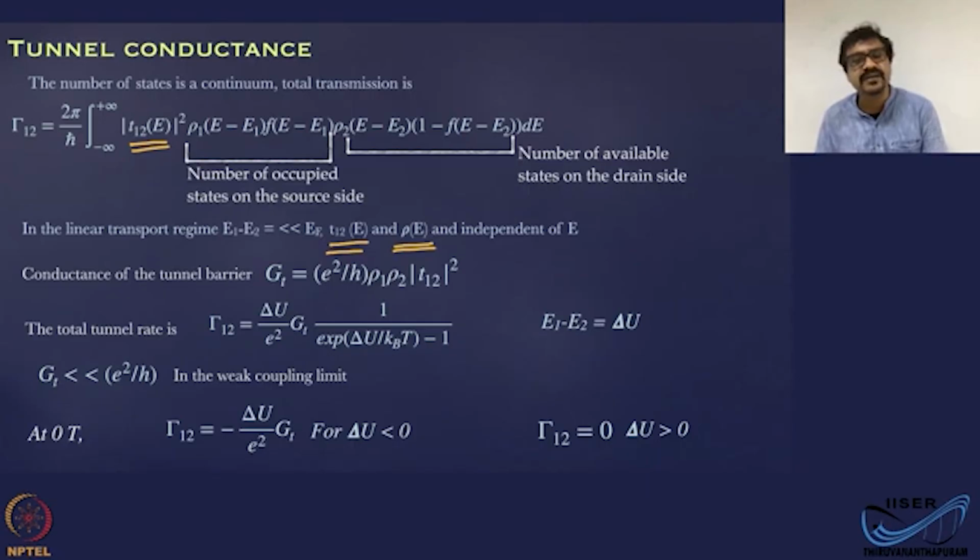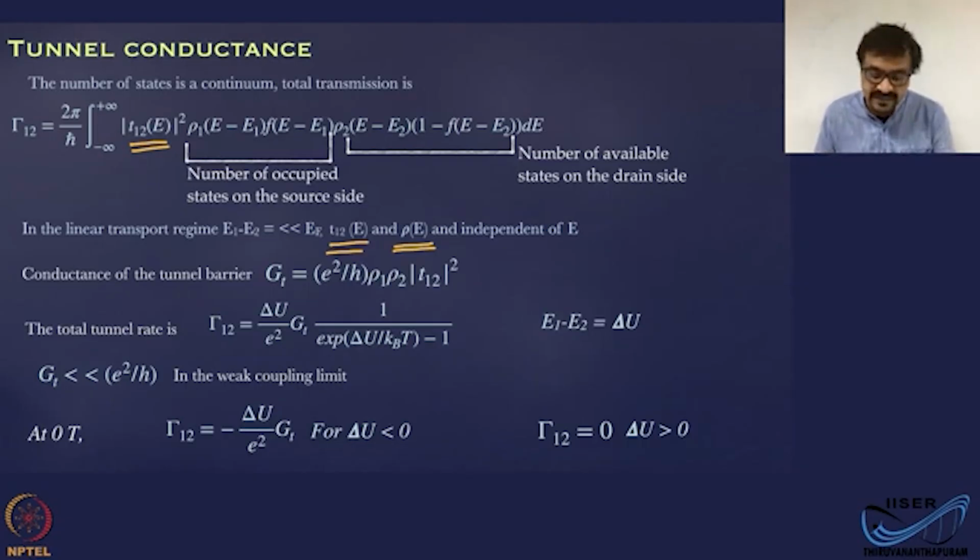Now the total tunnel rate, when you remove these terms out of the integral, is gamma 12 equals delta U by e squared into GT into 1 by exponential of delta U by kBT minus 1, where delta U is the energy gain because of the tunneling. Okay.